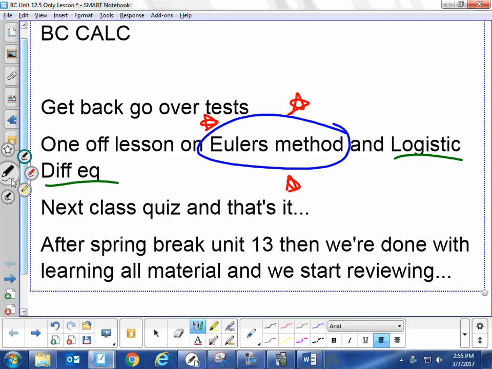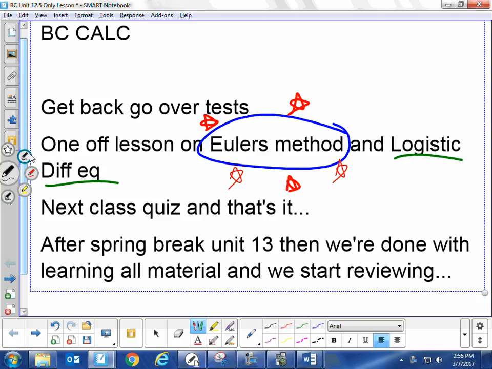All right, so we're going to have two lessons in one on Euler's Method, which is a very important topic that is tested frequently on the BC exam. Multiple questions each exam on it. Usually one or two multiple choice, and then one part of a free response. And then the logistic differential equations, usually we'll have one question on that somewhere in the test. Guaranteed.